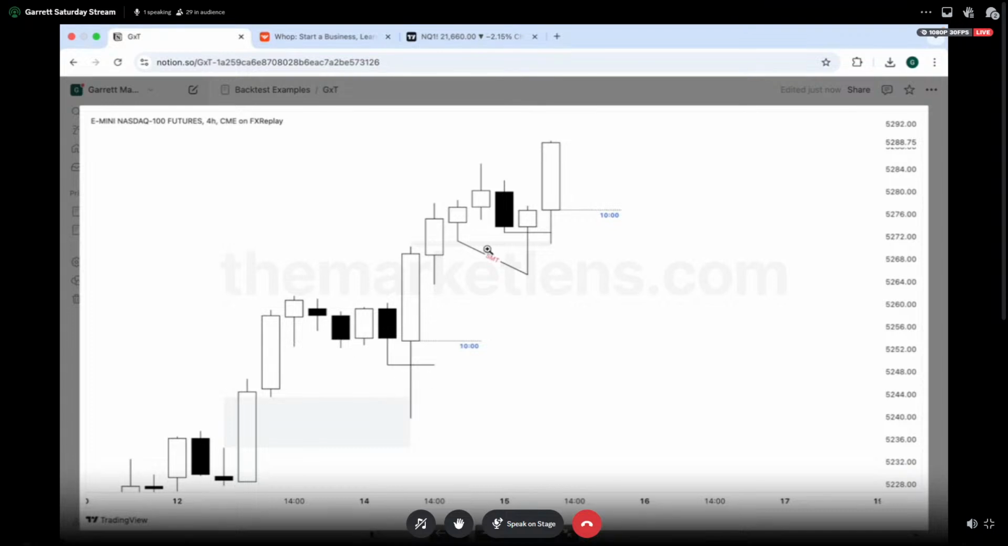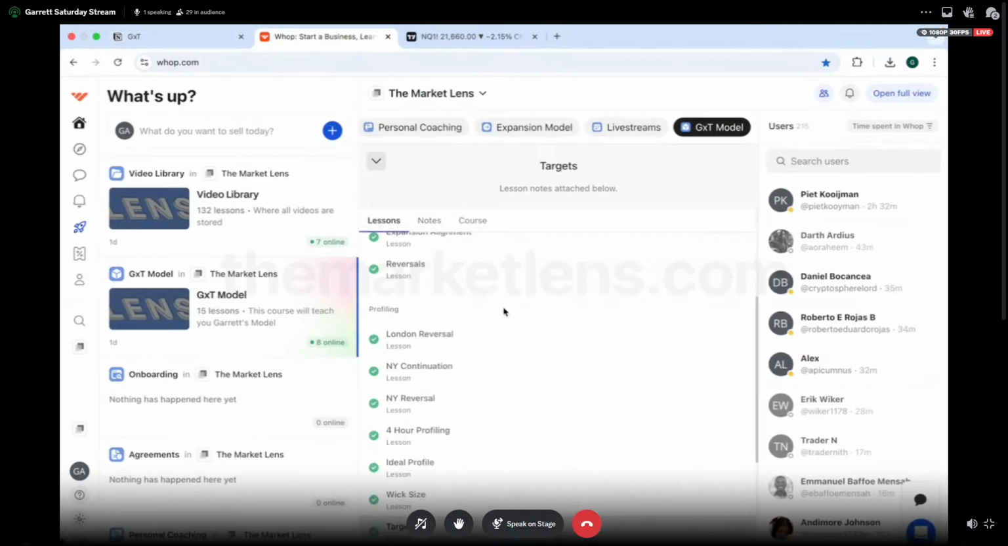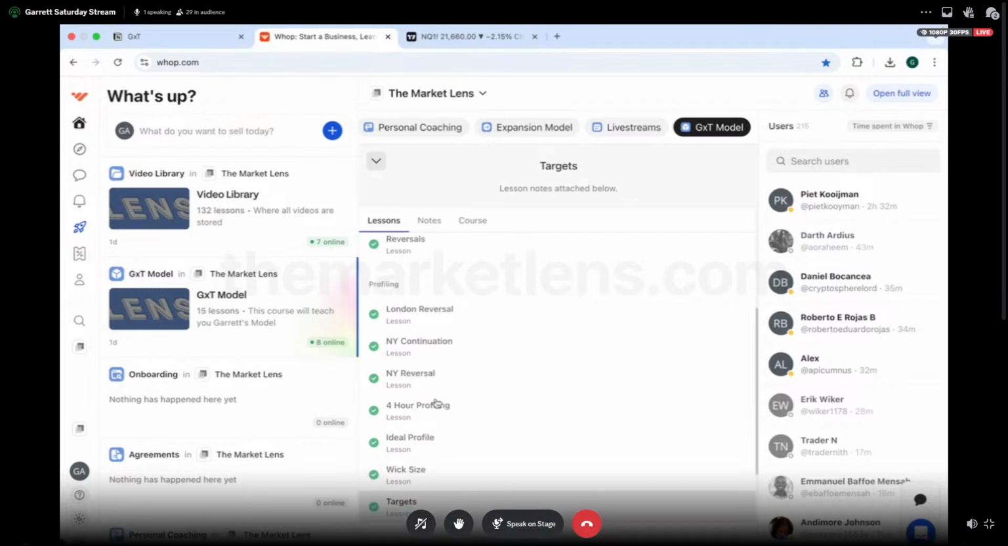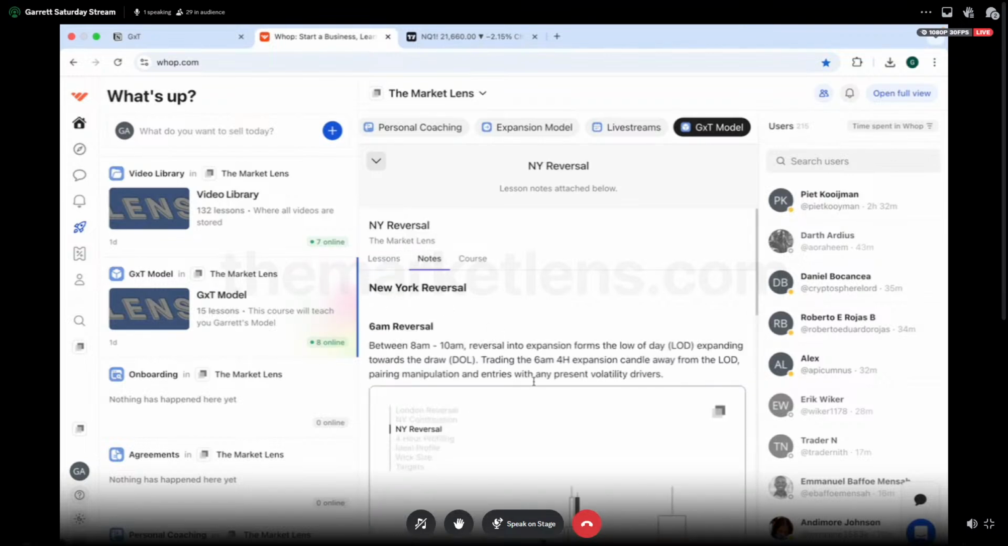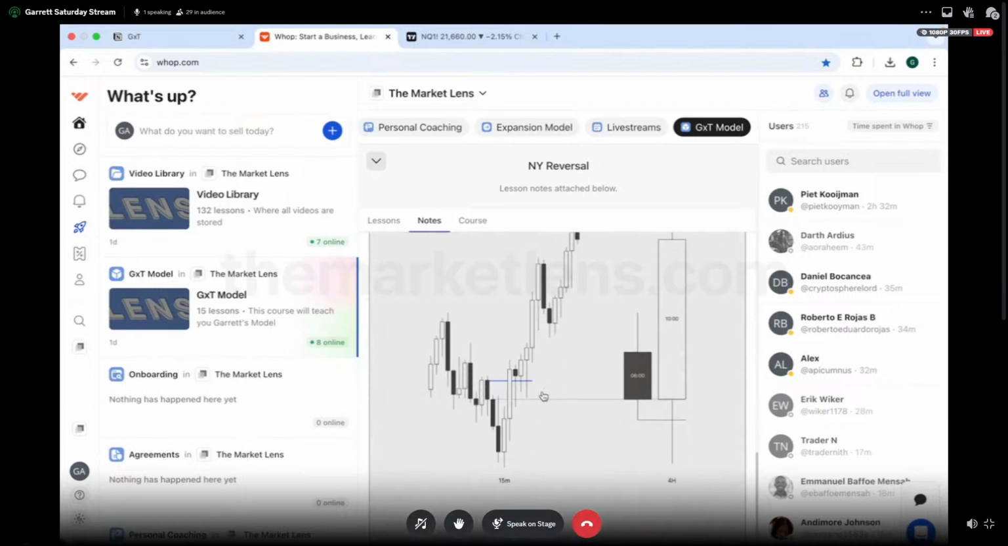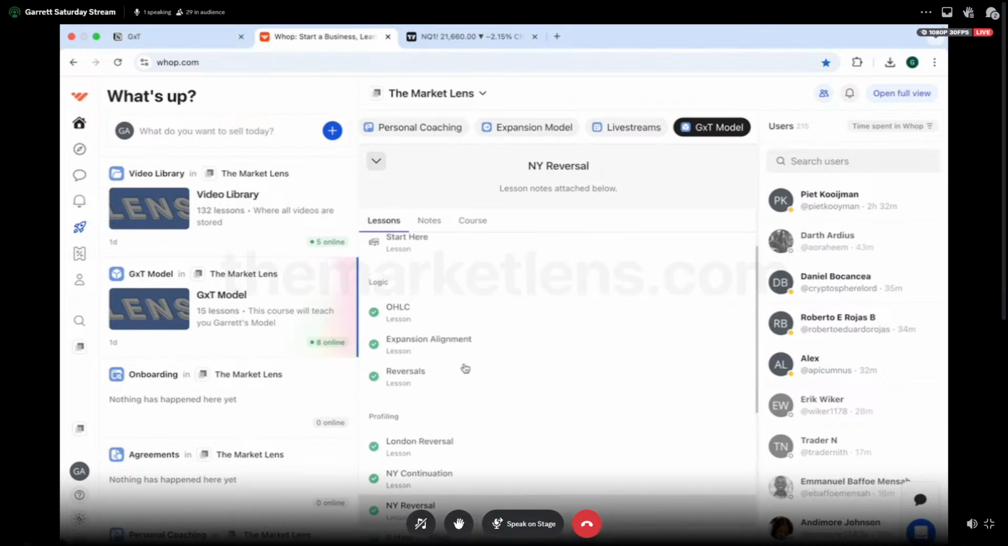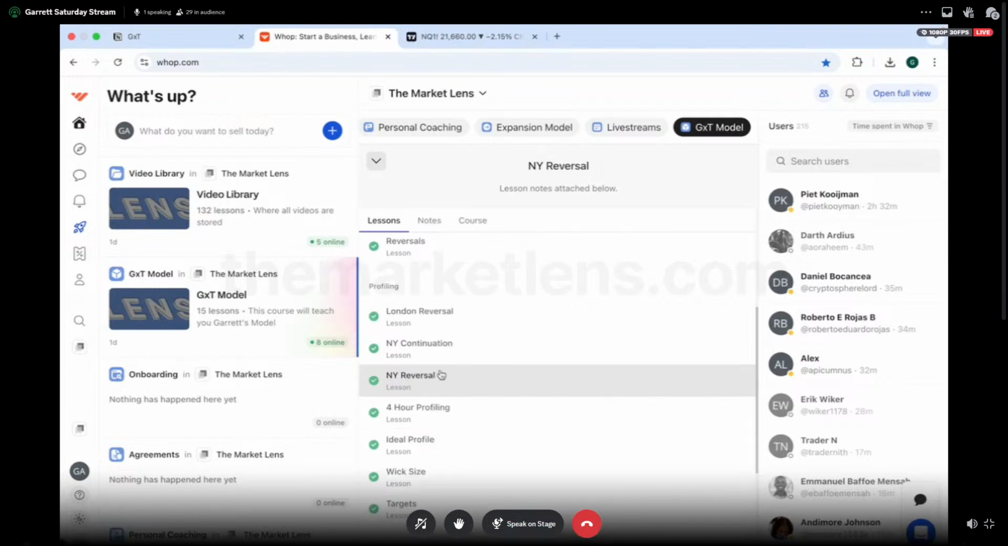So moving on, the low of the day here formed at 6 a.m. from a 4-hour key level. And that would look something like this. Lessons. Let's go to New York reversal. Whoops, wrong one. It's in the 4-hour one. 4-hour profile here, sorry.